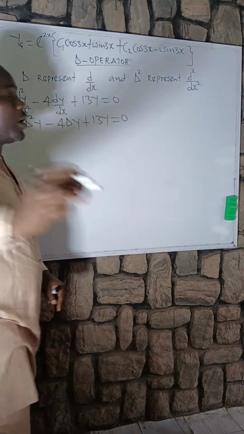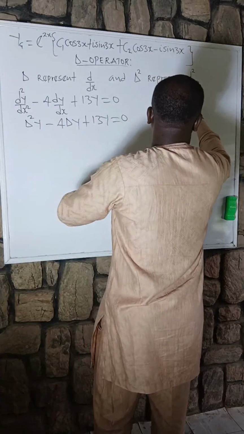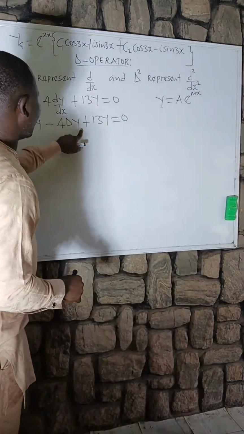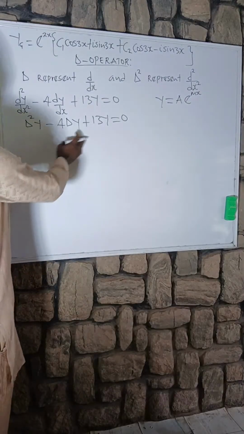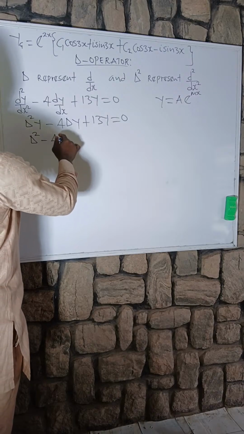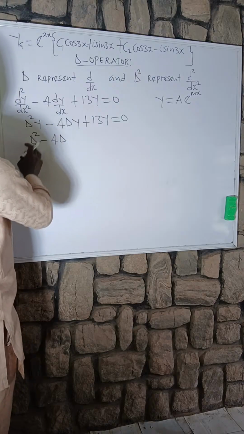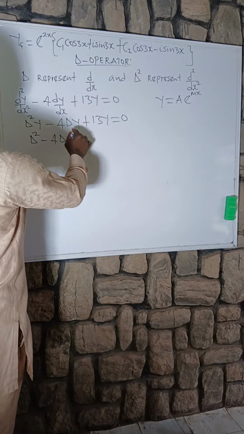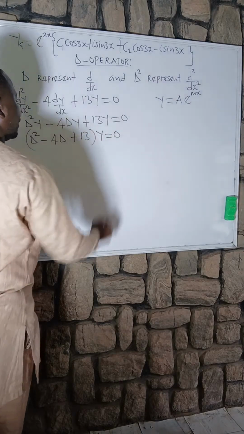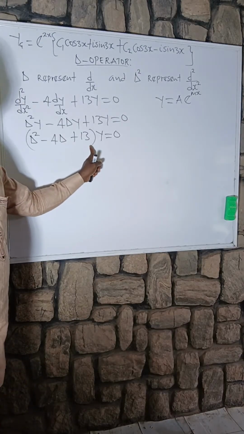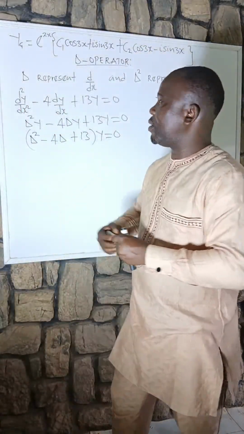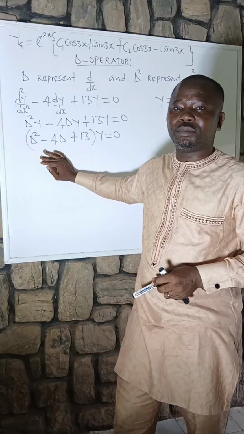But the other one is let y equals a exponential mx. So if you can see what I am saying, it means we have to factor out y. So that is why you always see D squared minus 4D plus 13 all in bracket, y equals to 0. Can you see now? So as it is, you are using what is called the D operator to solve a second order differential equation. Do you agree with me?